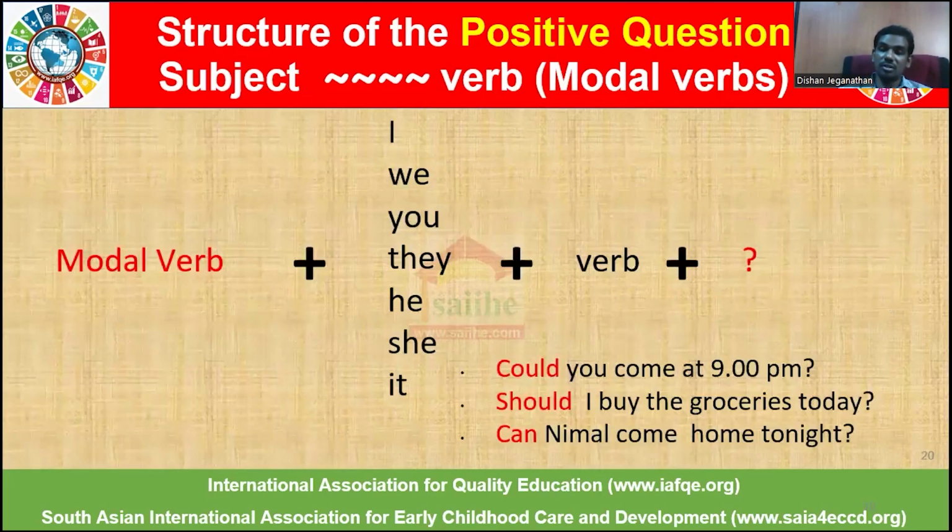Positive question structure. The questions will begin with the modal verb, followed by the subject. The main verb comes at the end of the question. Could you come at 9 p.m.? Could is the modal verb, you is the subject, come is the main verb. Should I buy the groceries today? Should is the modal verb, I is the subject, buy is the main verb. Can Nimal come home tonight?